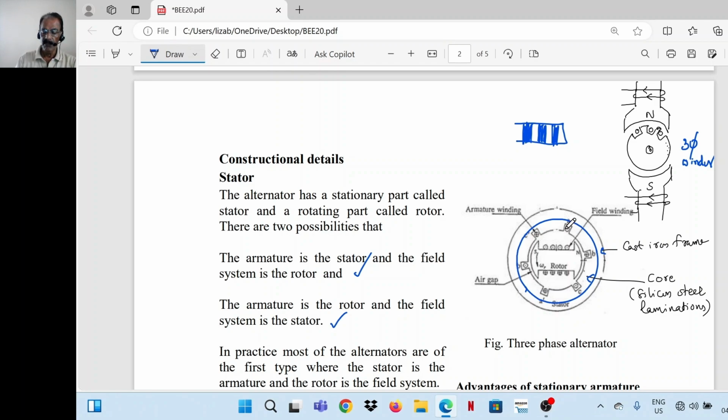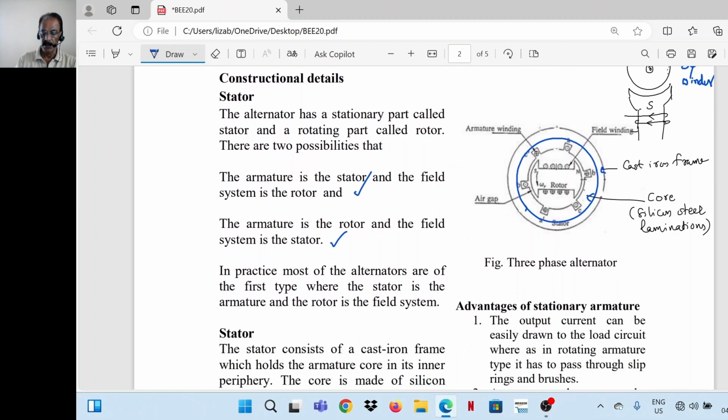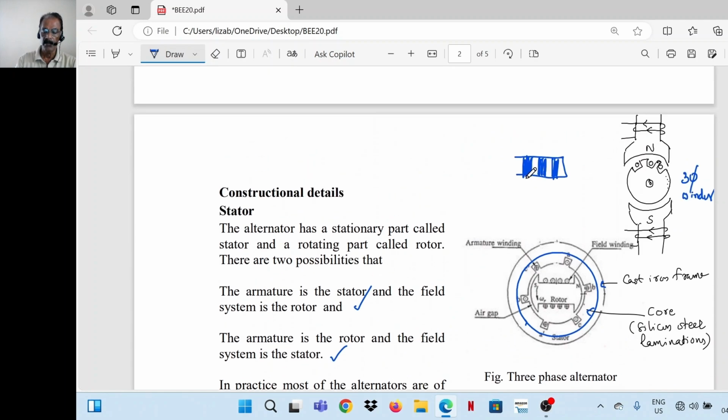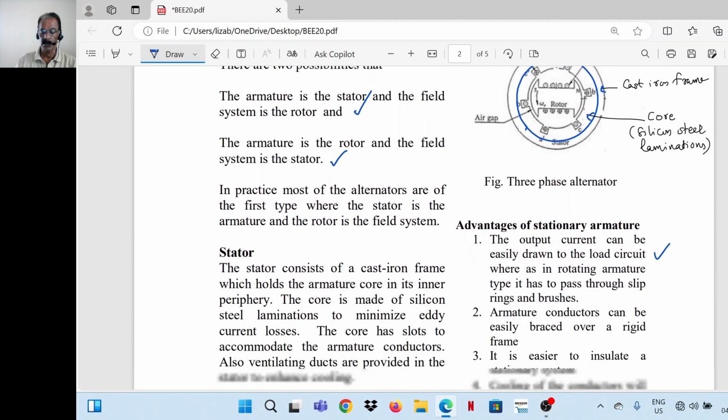So the advantage of a stationary armature, say one advantage is the output current can be easily drawn to the load circuit. Otherwise, the output current is to be collected by brushes from slip rings attached to the shaft of the armature. So it's a difficult process, but most of the commercial generators are of the rating MVA, megavolt ampere rating. So current collection through slip rings is a very difficult process in such case. So if it is a stationary armature, connection can be directly taken out.